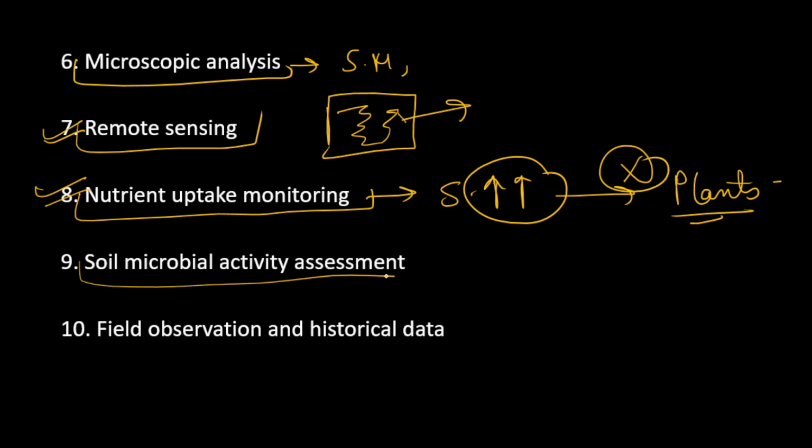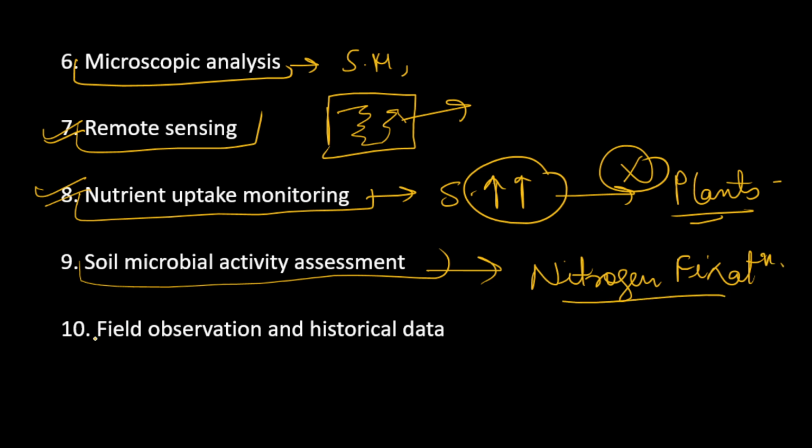Again, we can do soil microbial activity assessment, as I have discussed, to know the status of soil microbes, because many microbes are important for nitrogen fixation and other things which are very useful for plant growth. We will take field observations. We will check the historical data, how the plants have behaved historically on that land. So all these things are very important, and they can help us in determining the soil fertility status.